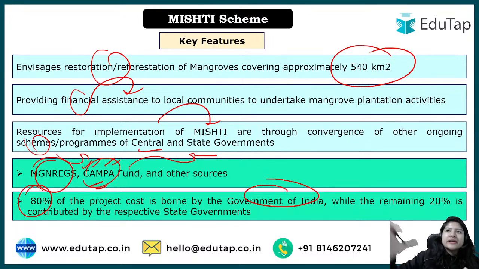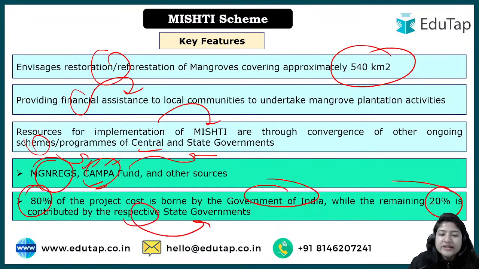Project will be launched, that there is a project that has been launched, that in a certain area, in certain months or in a year, this much area needs to be covered. So that's one project, right? Now 80% of that project cost will be borne by the central government, and the remaining 20% कौन करेगा? जो respective state government है, they will be contributing to the project, right?